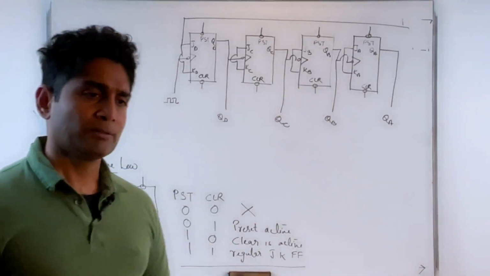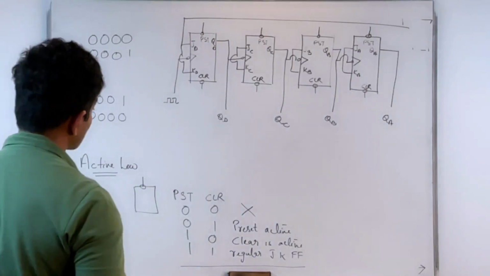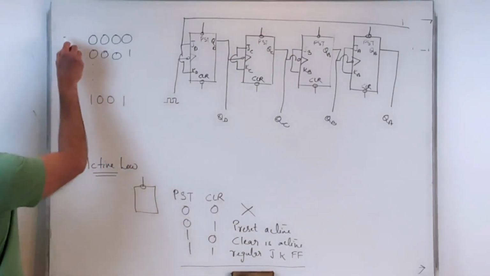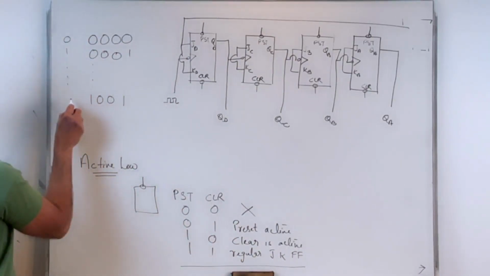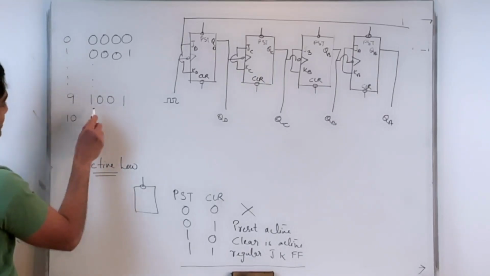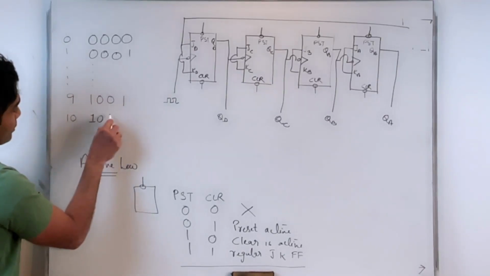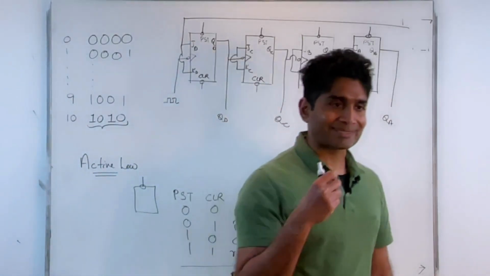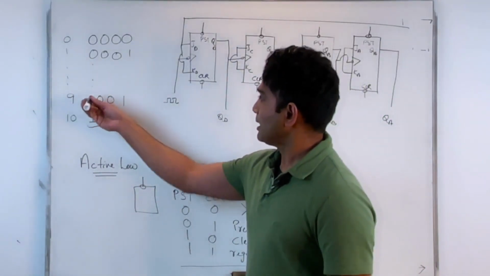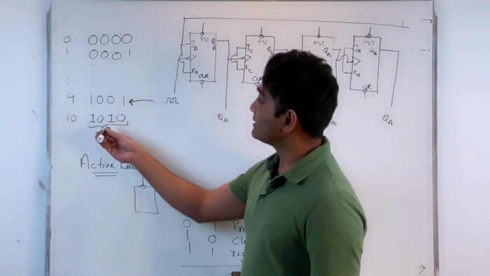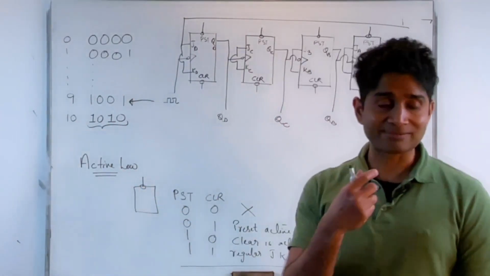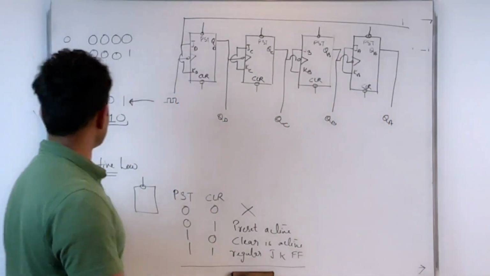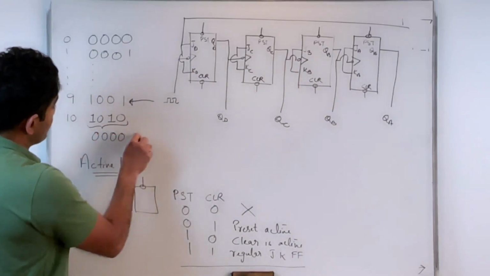Okay. Now, what do I need to do? I need to make sure that on the 10th clock pulse, whenever I get a count of 1 0 1 0, that's the count for 10, I need to recognize that this is a valid count. I need to make sure that this count happens, and on the next count, I need to recognize the count and clear some flip-flops, not all of them, so that I get a count of 0 0 0 0 on the 10th clock pulse.